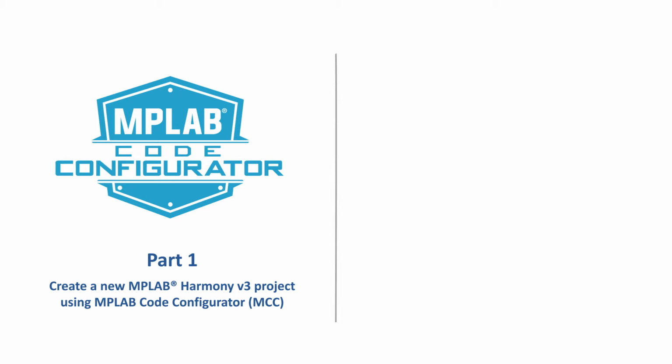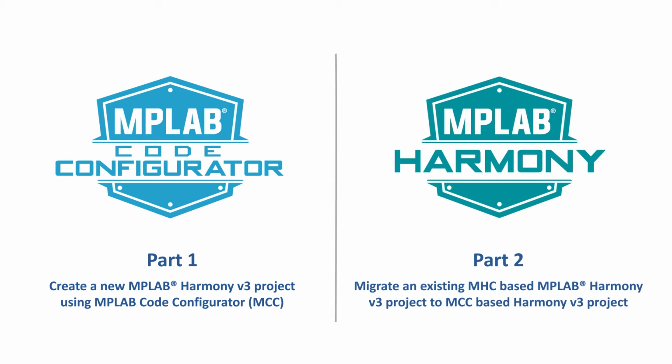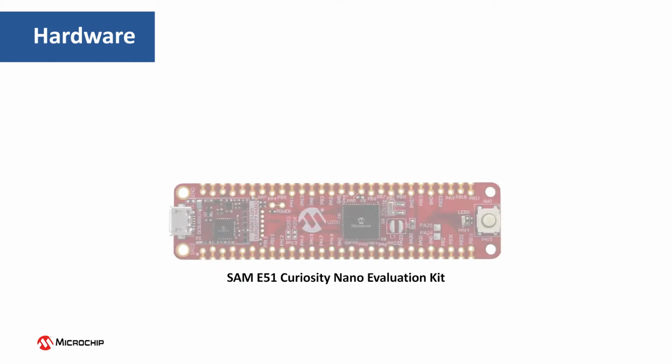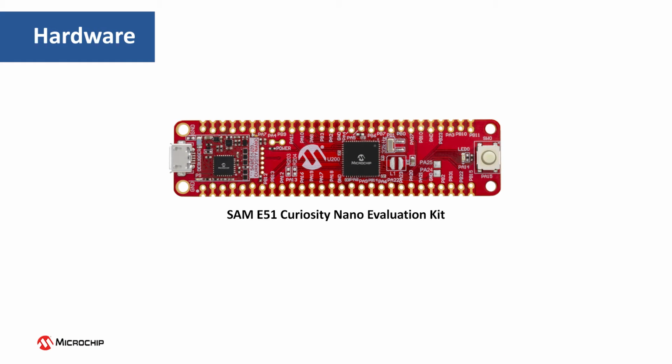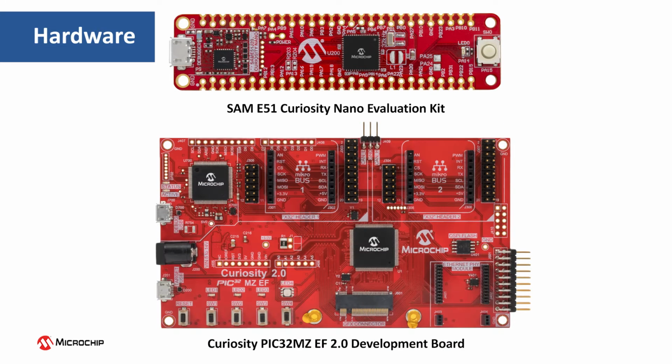In the first part, we will show you how to create a new MPLAB Harmony version 3 project using MCC. And in the second part, we will show you how to migrate an existing MHC-based MPLAB Harmony version 3 project to an MCC-based Harmony version 3 project. The hardware used in this video includes the SAM E51 Curiosity Nano evaluation kit used in Part 1 and the Curiosity PIC32MZ EF 2.0 development board used in Part 2.